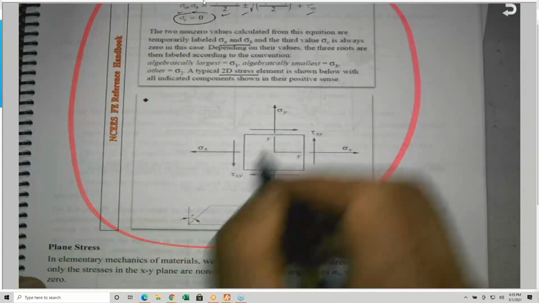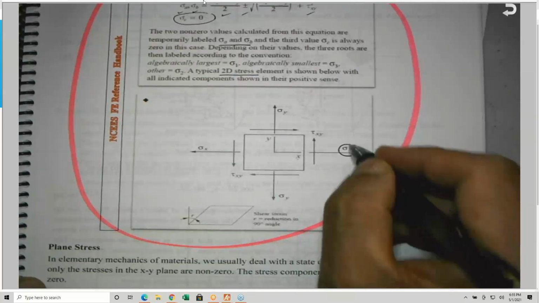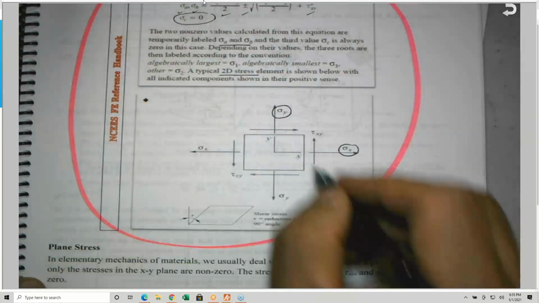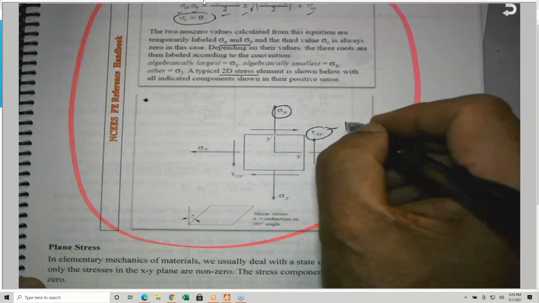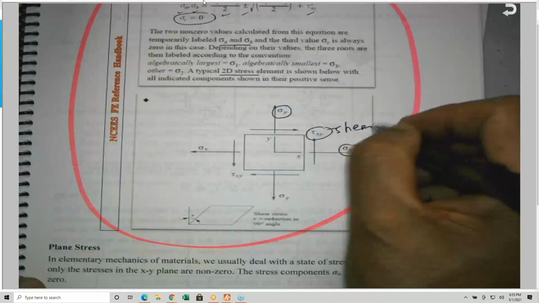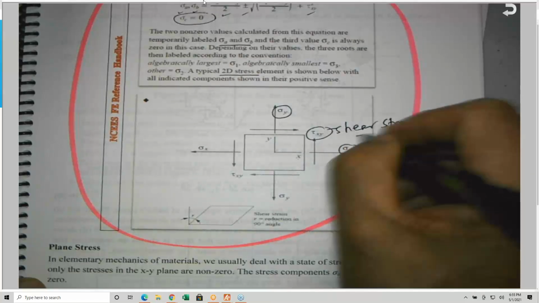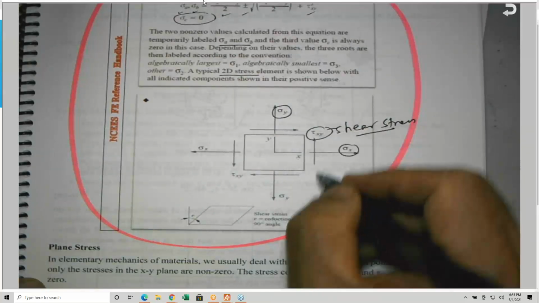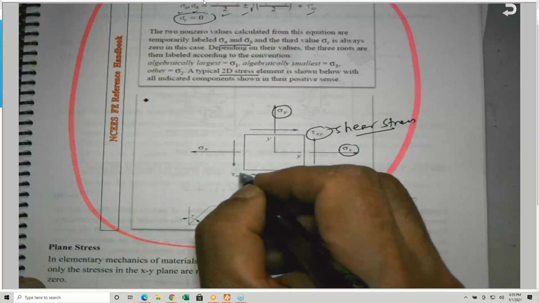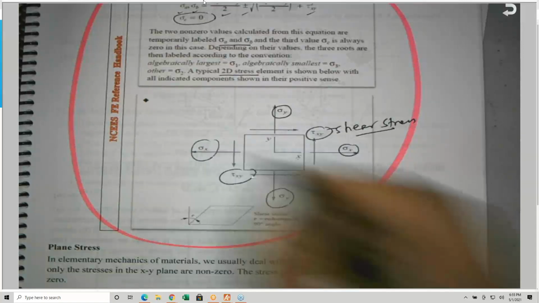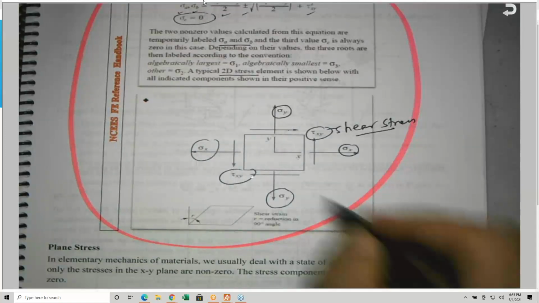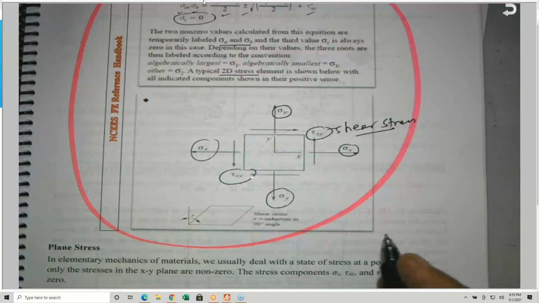We can draw the state of stress on an element like this. So this is X and this is Y. They call this sigma X and this sigma Y, because this is in the X direction and this is in the Y direction. And we have what is known as the shear stress, which is tau XY. Tau XY and tau YX are equal, by the way. They must be equal and opposite for equilibrium. Obviously, we are not showing the other stresses. So this is the general state of stress in 2D.